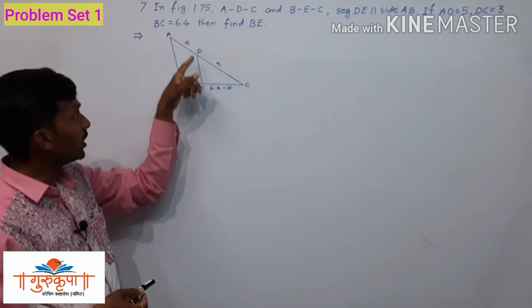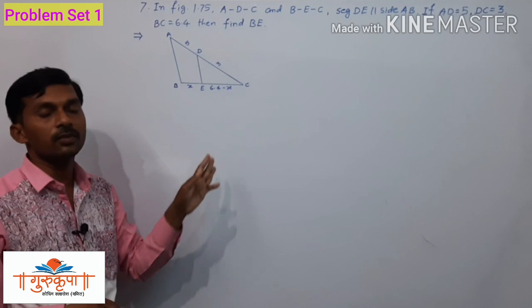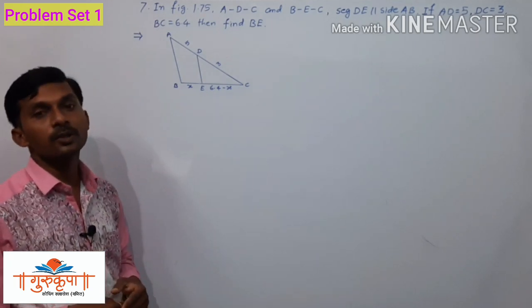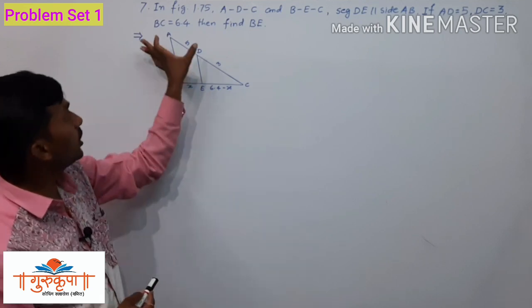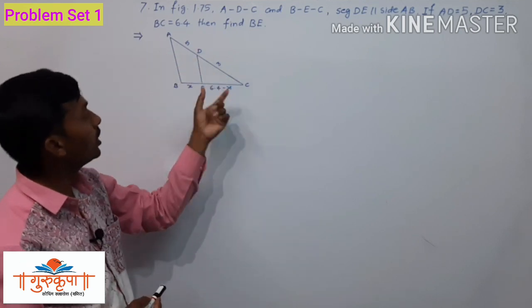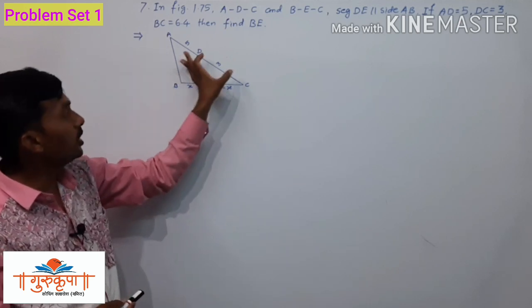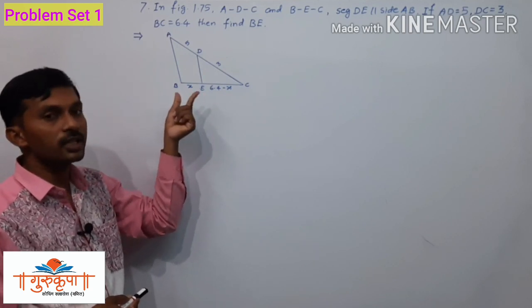Now the question is why we are finding this EC. Since it is given that DE is parallel to AB, we have to use the basic proportionality theorem. We do not have another option. And we can write the basic proportionality theorem as AD upon CD is equal to BE upon EC. Here we know AD, DC, but we do not know BE, that we have to find. So we consider it as X.